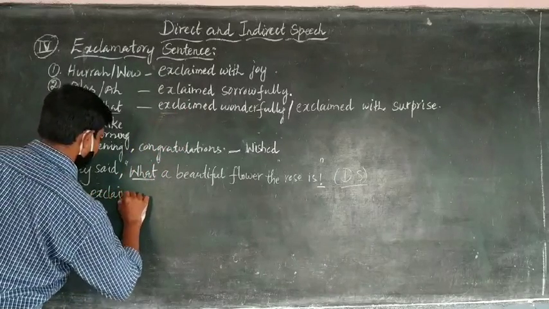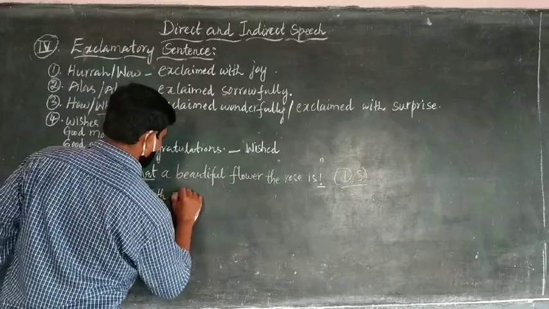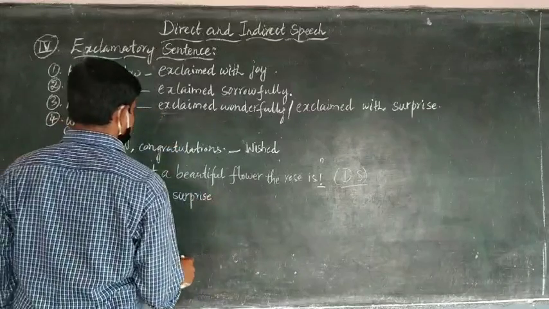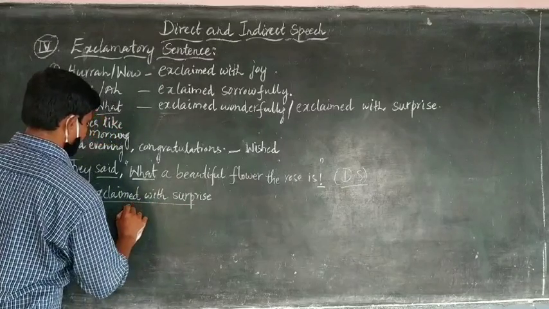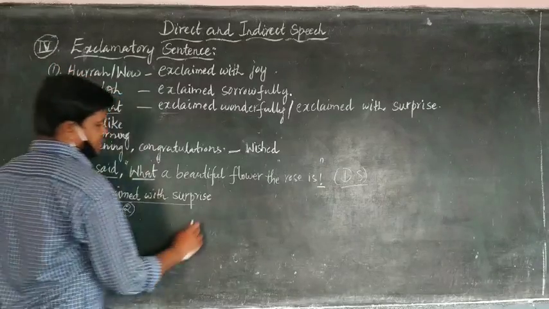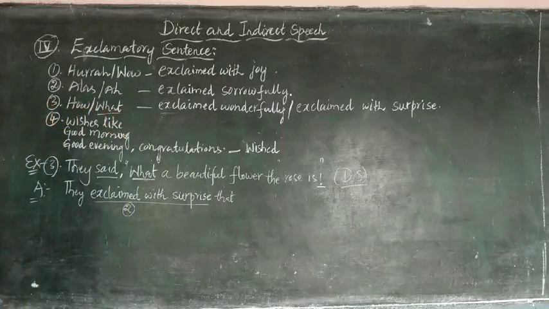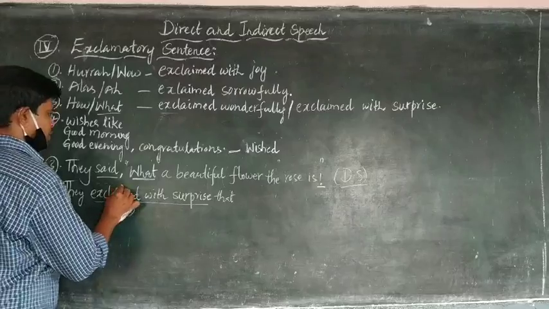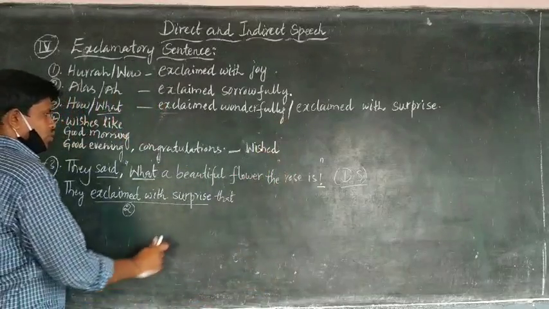They exclaimed with surprise. Okay. Next, we have changed here the reporting verb. Next, the third one, what will come? Third one, connecting word. The connecting word that will come in the exclamatory sentences from direct speech to indirect speech is that. Right. Next, the sentence should be changed into assertive mode.